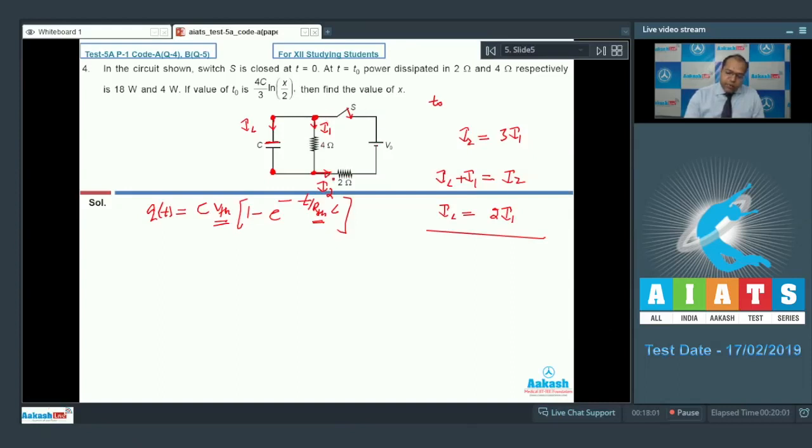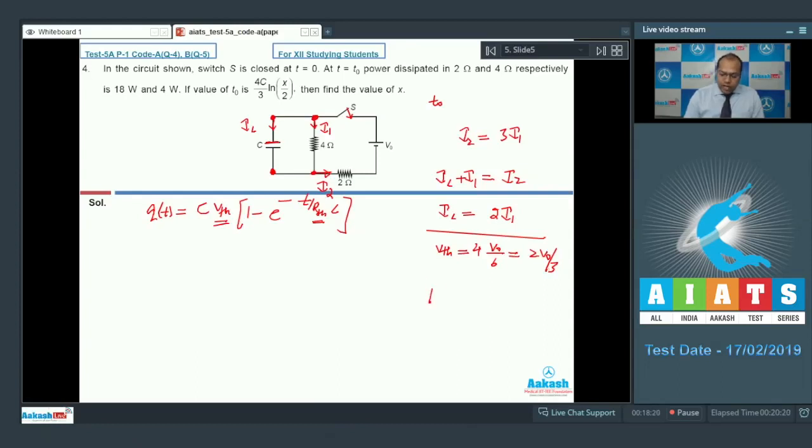So the current will be V0 by 6, and if I multiply by 4, that is the potential difference across the resistor. That is also the potential difference across the capacitor. So V Thevenin can be written as 4 into V0 by 6. So it comes out to be 2 V0 by 3.